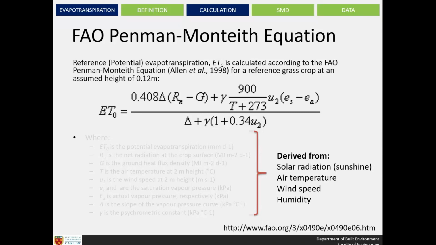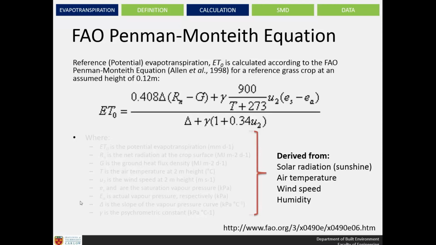Now, when they say reference, it's for a reference grass crop. So if you see reference or potential evapotranspiration, it's specifically the evapotranspiration from effectively a grass surface that has no water limit. It has access to as much water as it could possibly use. So it's the maximum rate at which evapotranspiration can occur.